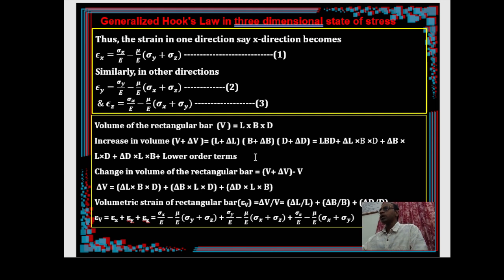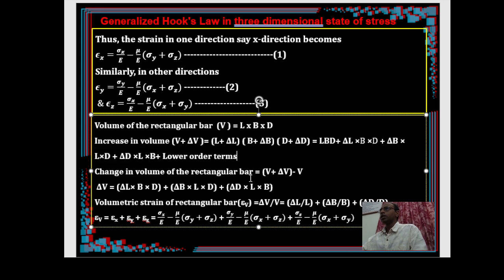Delta B, these are all referred to here as lower order terms. You can ignore them. The reason is that delta is already a very small value, right? So when you multiply it with another delta, it becomes a negligible quantity. In that sense, we are ignoring such minute values. So if we ignore that, you will be getting only up to this. These are the increase in the volume, right? Ignoring the lower order terms or negligible quantities, right?